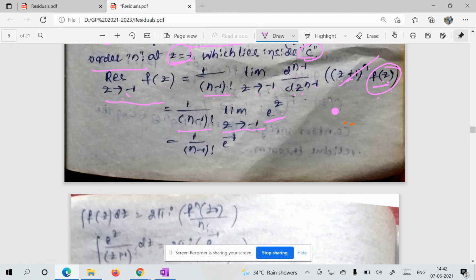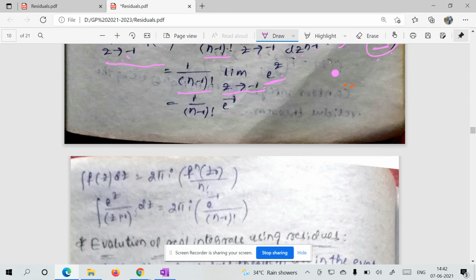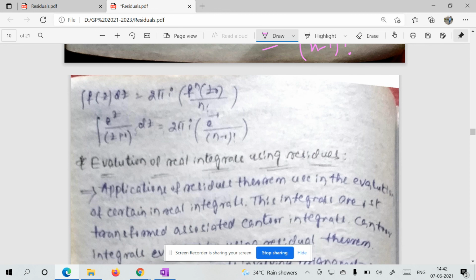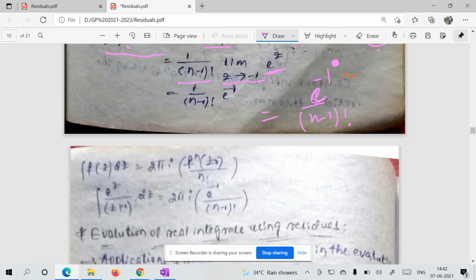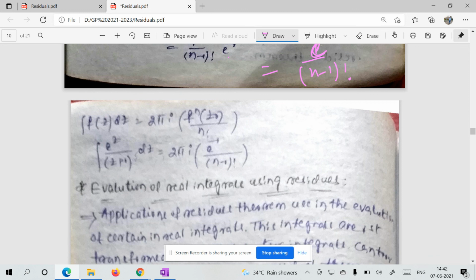Now I substitute z equal to minus 1, giving e power minus 1. The result is e power minus 1 by n minus 1 factorial. This is the residue of f of z at z equal to minus 1. This is the process. Then by the Cauchy residue theorem, the integral is 2 pi i into the sum of the residues.